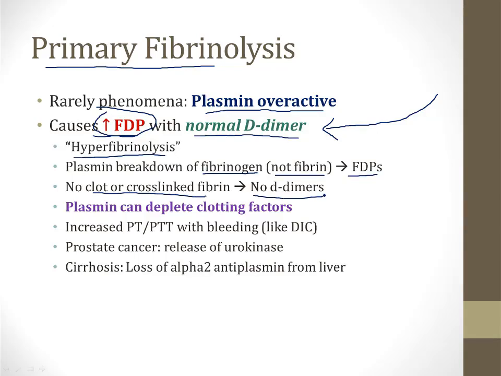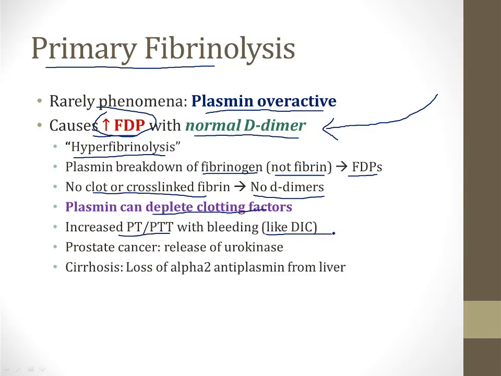Plasmin, in addition to breaking down fibrinogen, can break down other clotting factors as well. So in these disorders, plasmin can deplete the other clotting factors, and you can see increased PTT and PT with bleeding, much like in the setting of disseminated intravascular coagulation.